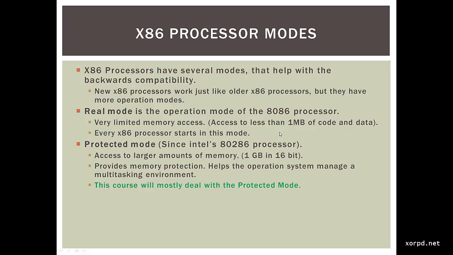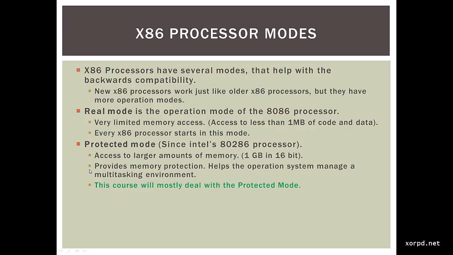The advantages of these modes are, for example, access to larger amounts of memory, even much larger amounts of memory. For example, you could access 1 gigabyte in the 16-bit mode, and as we are going to mostly work in the 32-bit world, we will have even more than 1 gigabyte. I think usually we are going to have about 2 gigabytes of memory accessible from your program, which is a lot.